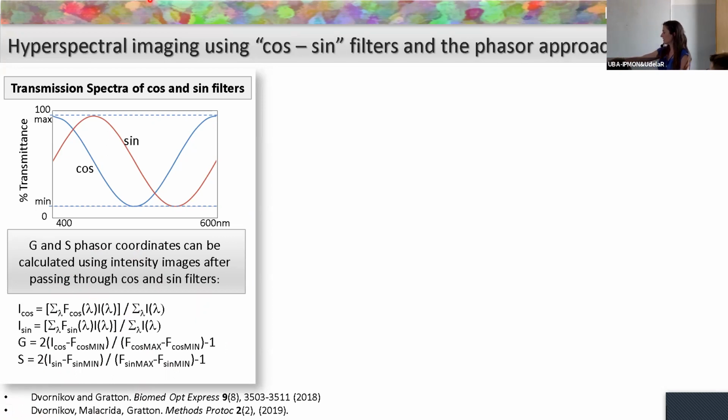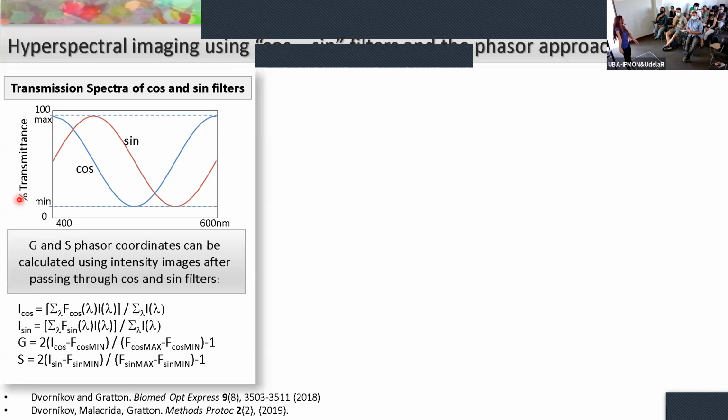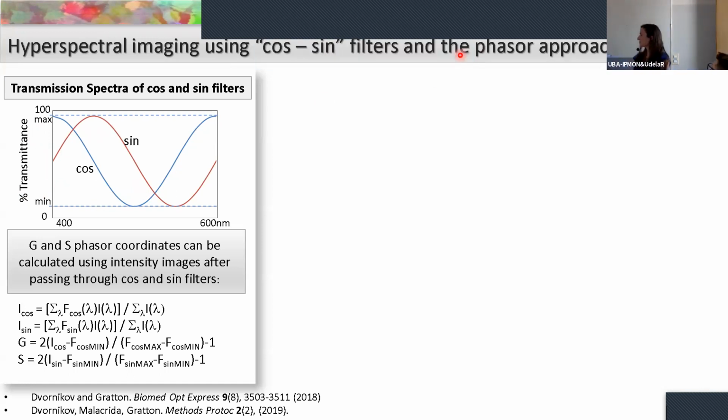For example, here you can see in these particular ones that I'm showing, if you have this cosine filter, it has maximum transmission at 400 nanometers, while the sine has half of that transmission, and so on.